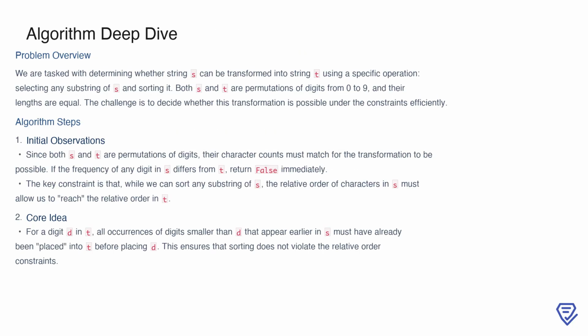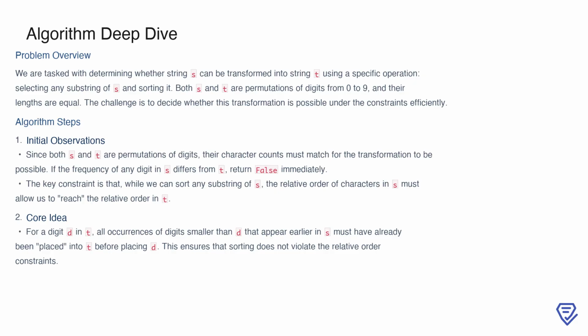To solve this problem, we need to determine if we can transform string S into string T by repeatedly selecting any substring of S and sorting it. Both S and T are permutations of digits from 0 to 9, and their lengths are the same. The primary challenge lies in efficiently verifying if this transformation is possible under the given constraints.